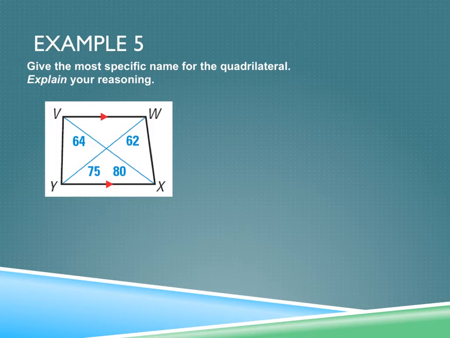This one says, give the most specific name for the quadrilateral. Again, explain your reasoning. So now let's look at what pieces of information I know about this. So what's one thing you could tell me based on this shape? It's got 1 pair of parallel sides, right? What else do you know?